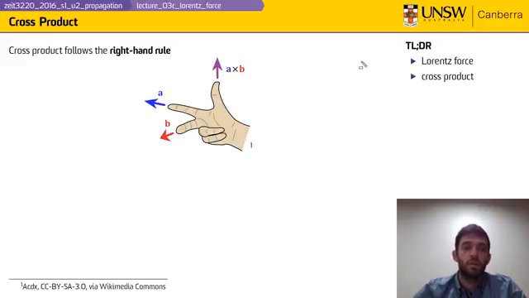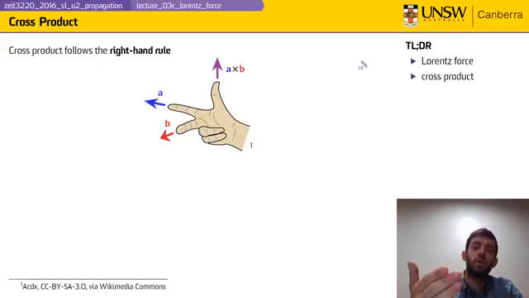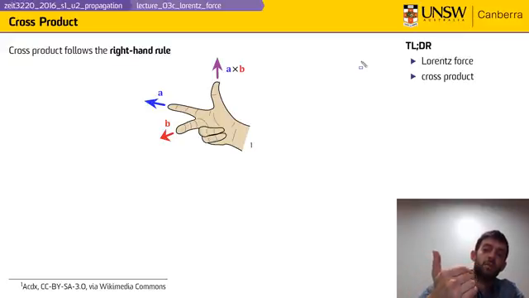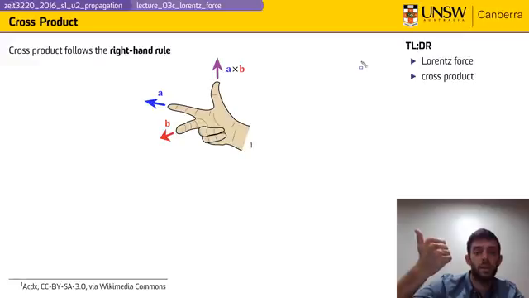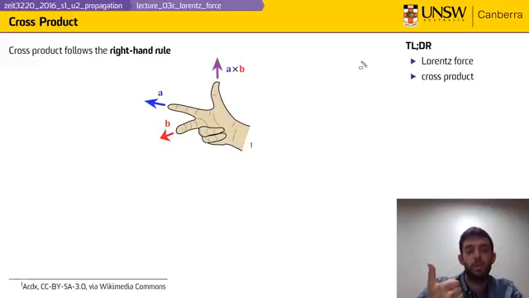So the cross product follows the right hand rule. You have vector A pointing along your index finger or along your palm, and vector B is something that your middle finger is pointing to, or you can imagine your palm curling from A to B, and then A cross B will be in the direction of your thumb.